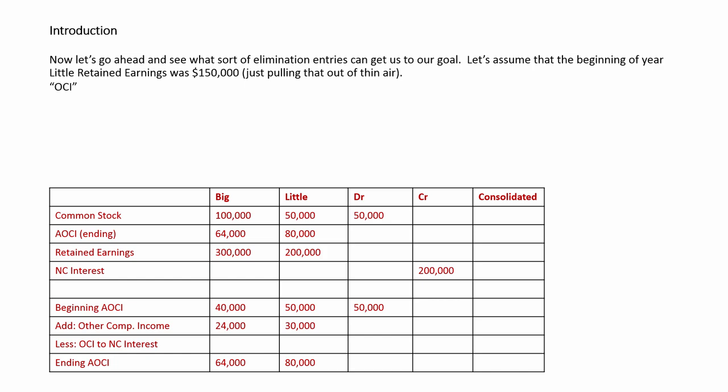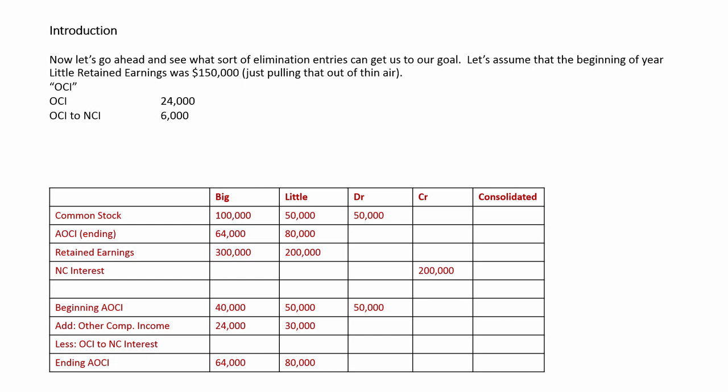Next, we have our next set of elimination entries, and the way the textbook presents these is in a single entry. We go ahead and eliminate the parent's other comprehensive income. Again, on the consolidated statement of comprehensive income, we're going to want to report the entire $30,000 of other comprehensive income, from which we will then subtract out or allocate away the non-controlling shareholders' portion. So we're going to go ahead and eliminate the parent's other comprehensive income.